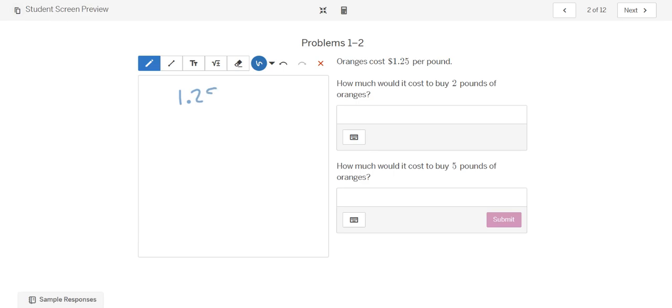So I just take 125 times 2. That's 250. Oh well, 250. How much would it cost for 5? So 5 times $1.25 is $6.25.